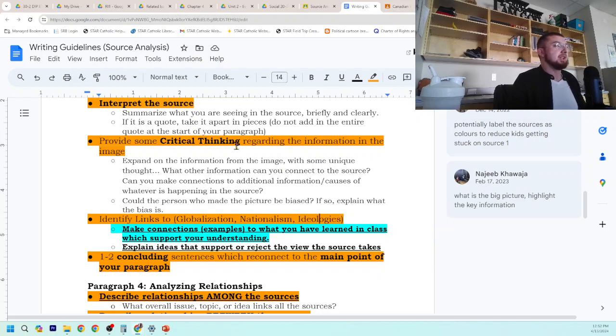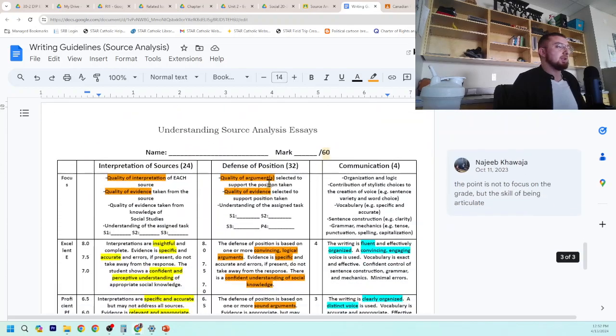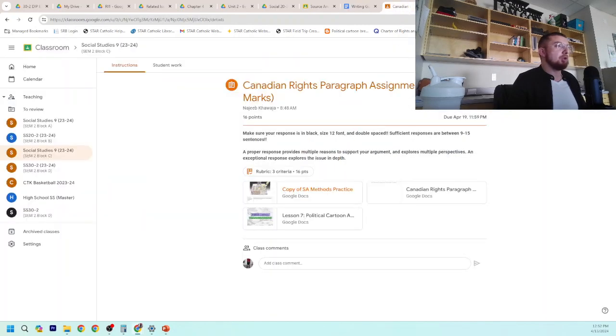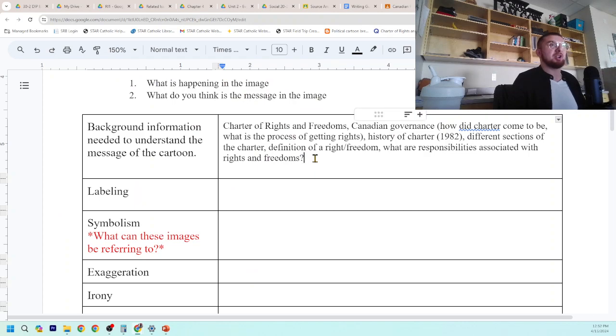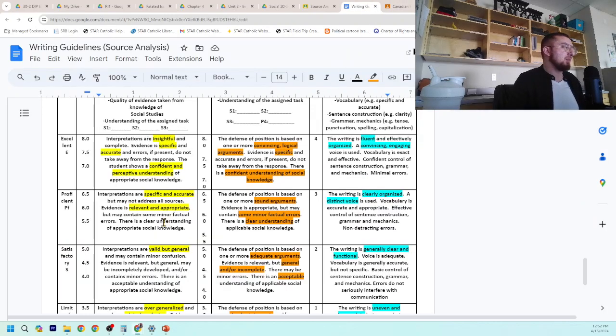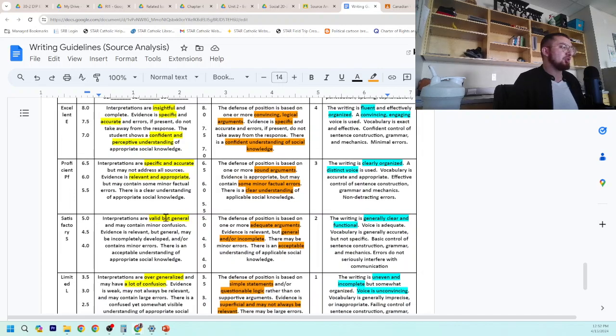Okay? It can also help with this critical thinking portion. So when you don't include in your actual paragraph response connections to background information, which helps to understand the message, it's very difficult to get above being valid in general, being adequate, right? That's satisfactory.